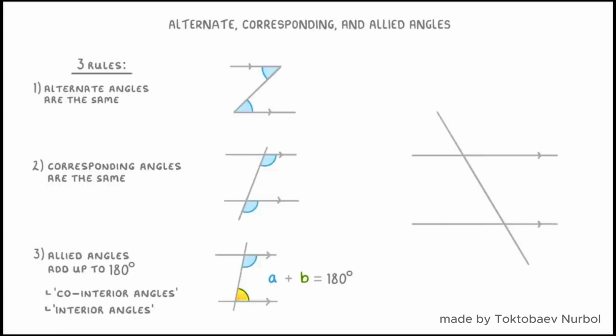If we look at our main diagram, we can see one of these C shapes here. So the allied angles would be this 60 degrees and this 120 degrees, which indeed do add together to make 180.